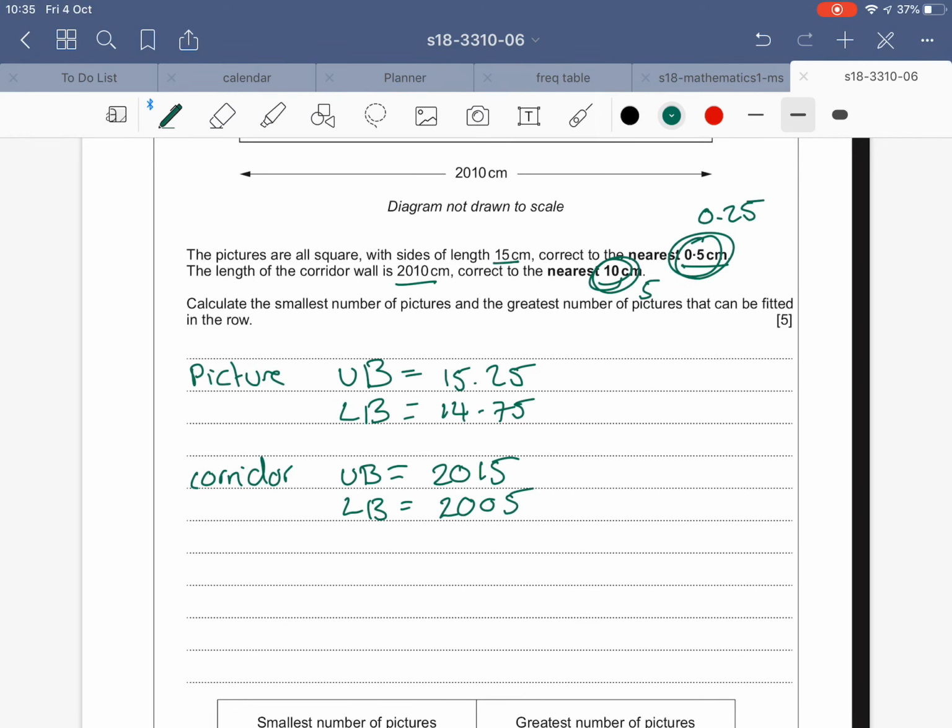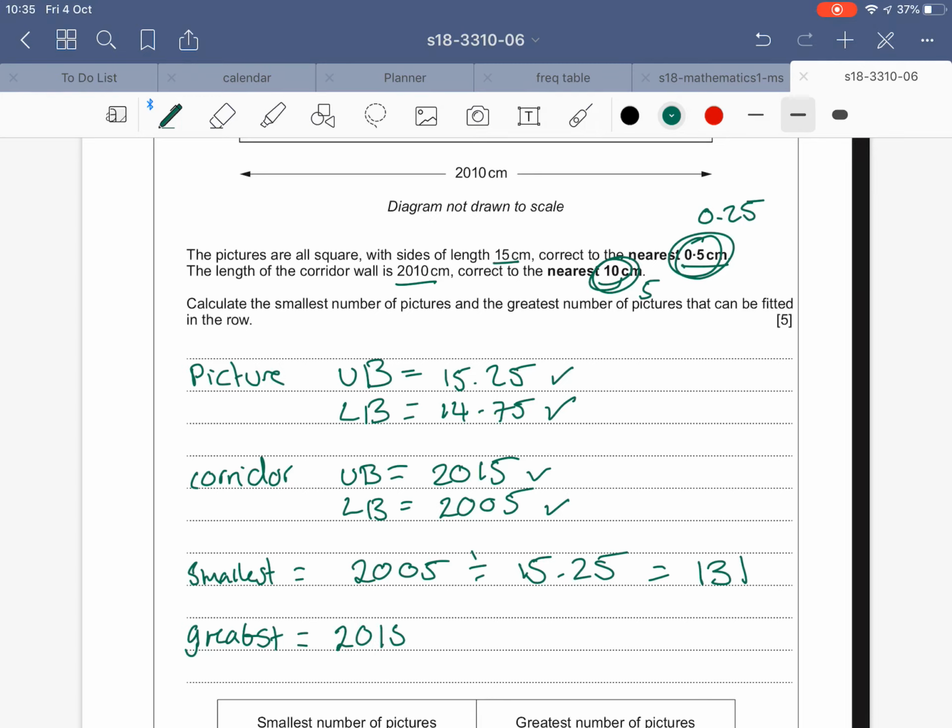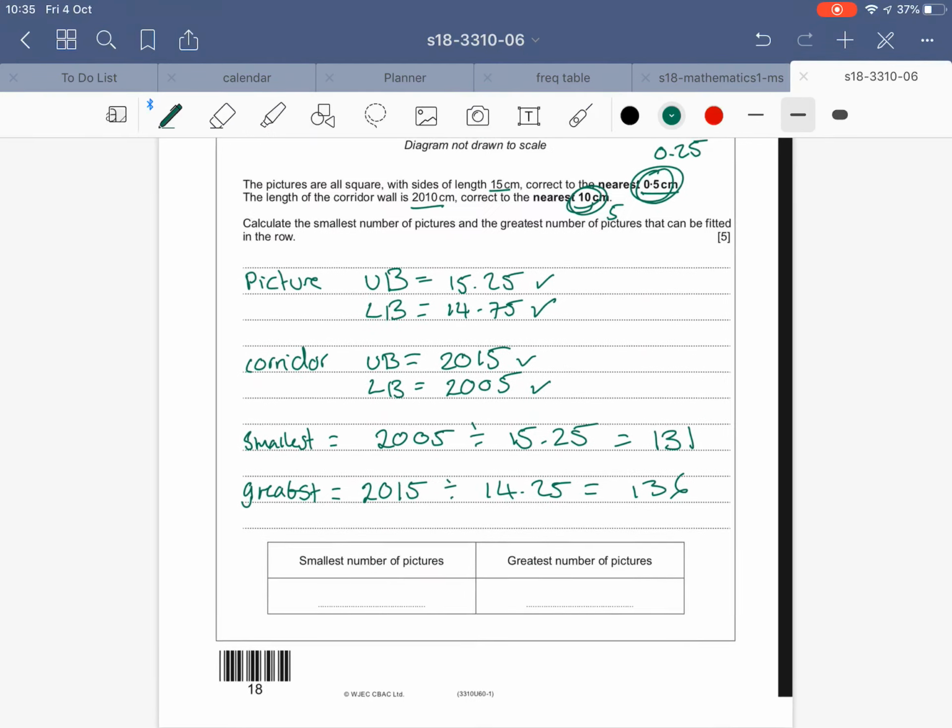So to get our smallest number of pictures, we want the smallest corridor with the biggest pictures. So we want the lower bound and the upper bound. So we want to do 2005 centimetres divided by 15.25, which will give us our lowest number of 131. For the greatest, we want the biggest corridor and our smallest picture, which will get the most in. So that is 2015 divided by 14.75, which is 136. Put it in the box. So smallest, 131, greatest, 136.